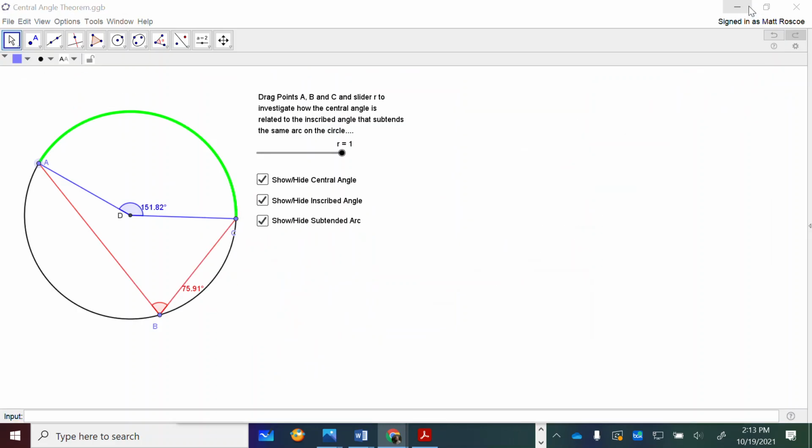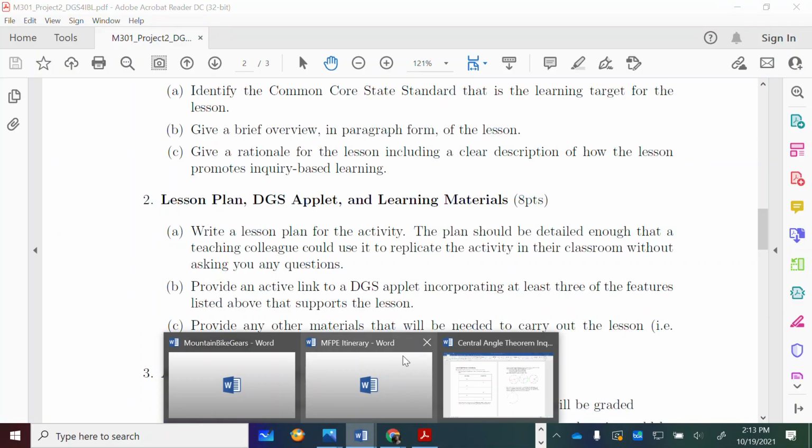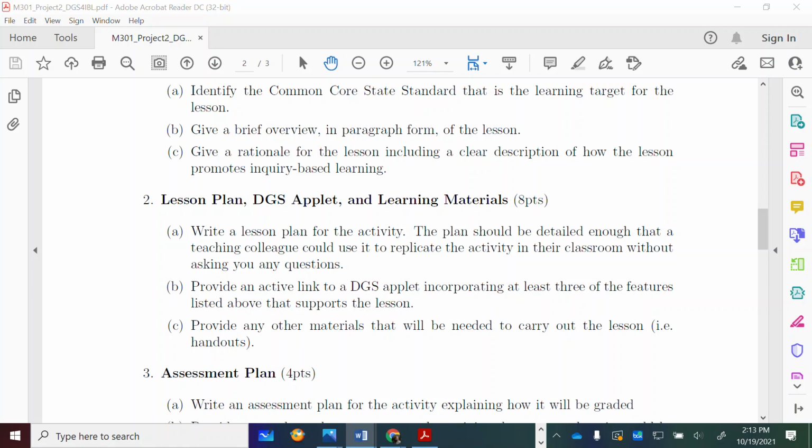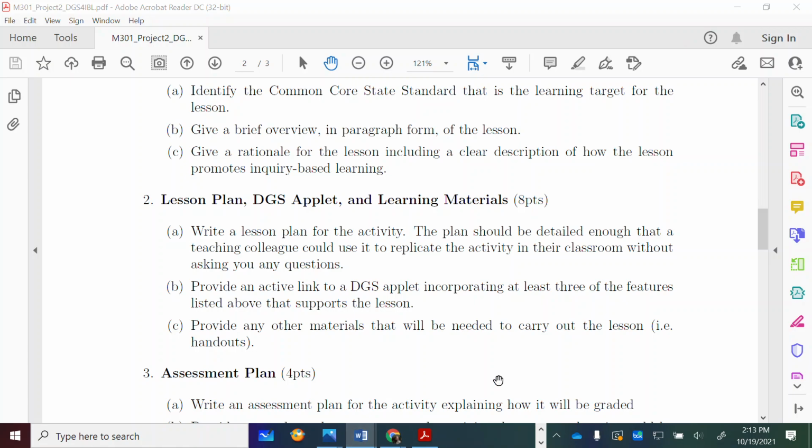So this is what I came up with. I came up with this worksheet. So let's see if I can find it. This one. There it is. Oh, I'm sorry, it's off my screen.